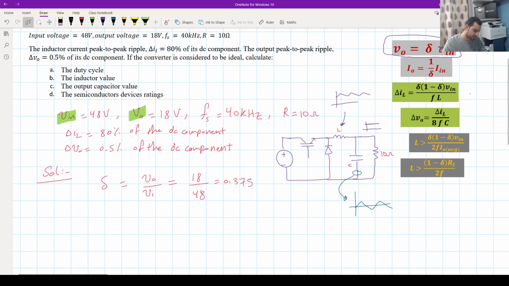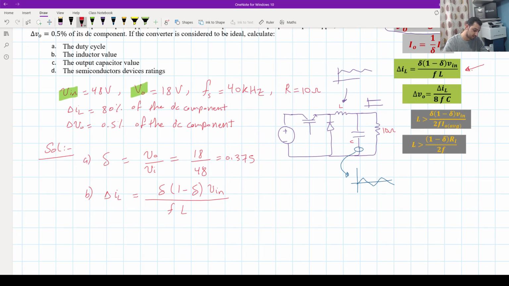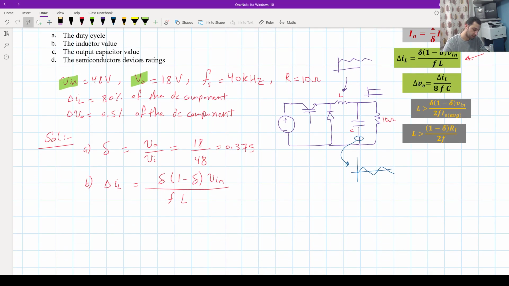And now the second question is about the inductor value. I think the equation that has the inductor is this one, I believe. Because we have delta IL, so we have here A and we have here B. Delta IL equals delta, the duty cycle, times 1 minus delta, which we know so far. V input is known as well, divided by the frequency and the inductance. We don't know the inductance, but we know the ripple. So we know the ripple, but the ripple is a percentage of the DC component. But do we know the DC component?